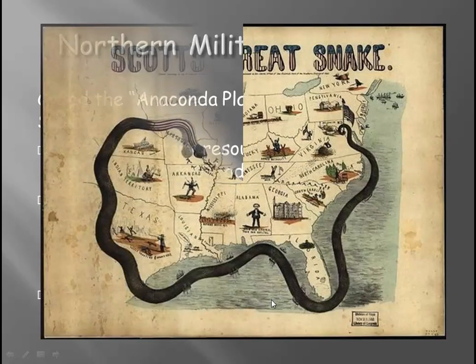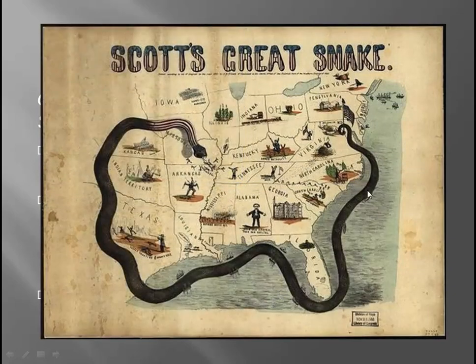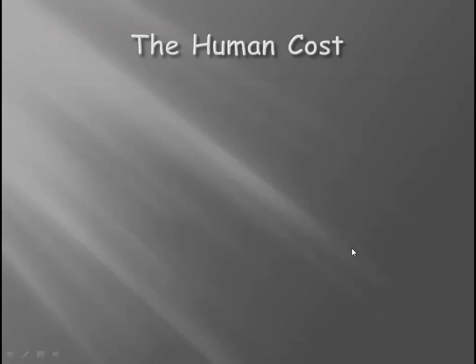If you take a look at the Anaconda Plan, it's nice and simple. You have the snake, it goes right around. This is your naval blockade here, controlling the Mississippi, destroy the South, make them give up, and win the war. So that's the battle plan here. And like I said, it's going to be the winning strategy.